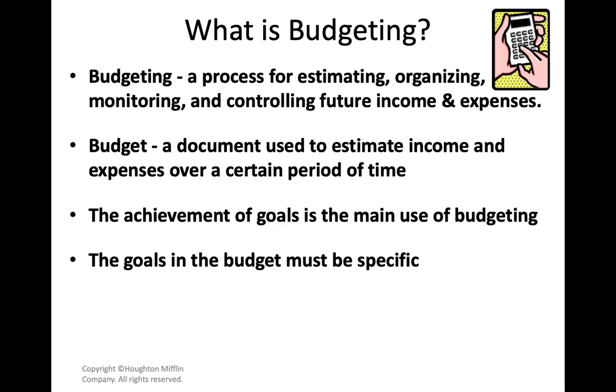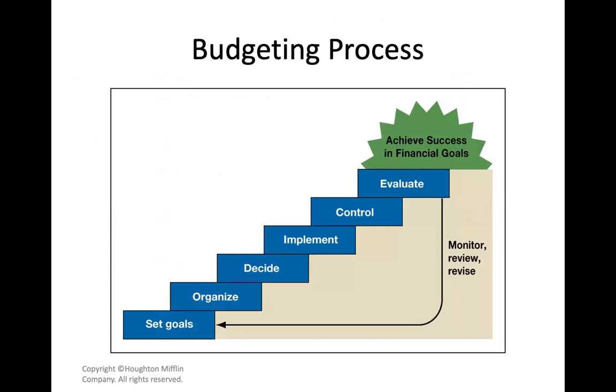Okay, so a budget itself is a state of financial situation, or it's a document used to estimate income and expenses over a certain period of time, right? In the budgeting process, you can see here, the most important thing is to set goals, and then you organize, you decide, you implement, you control. Then you evaluate whether you already fulfilled those goals or you need to reevaluate or set the goals from the beginning again.